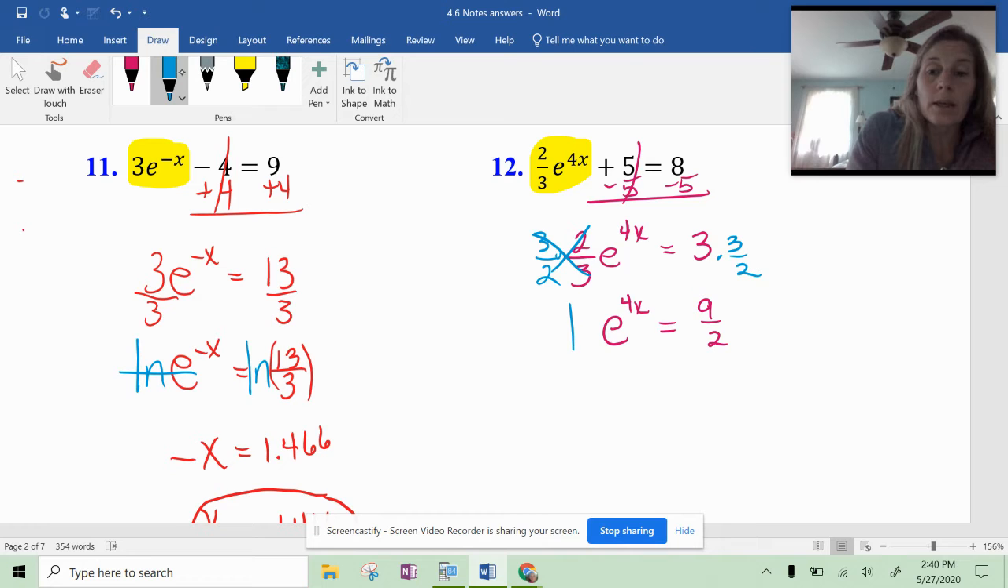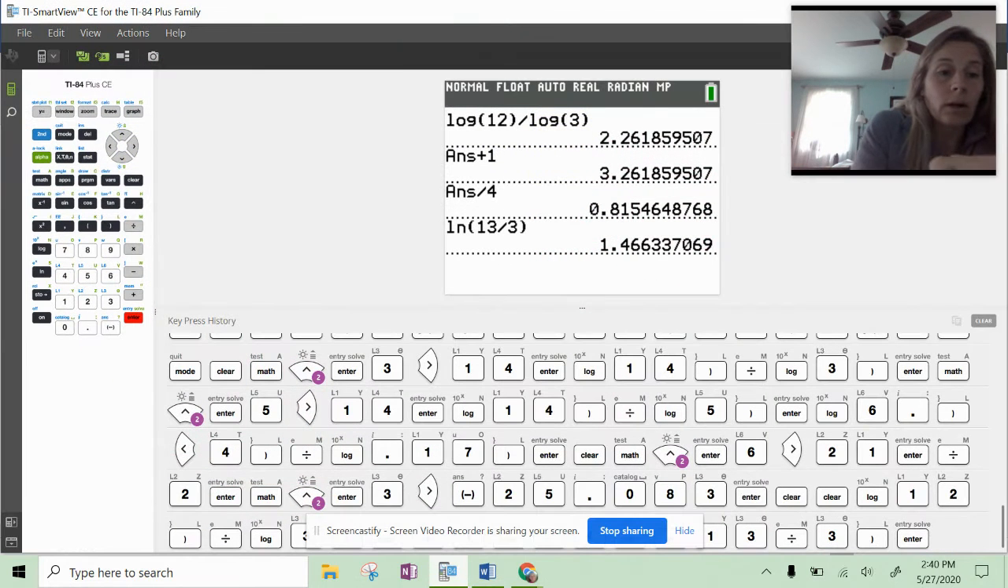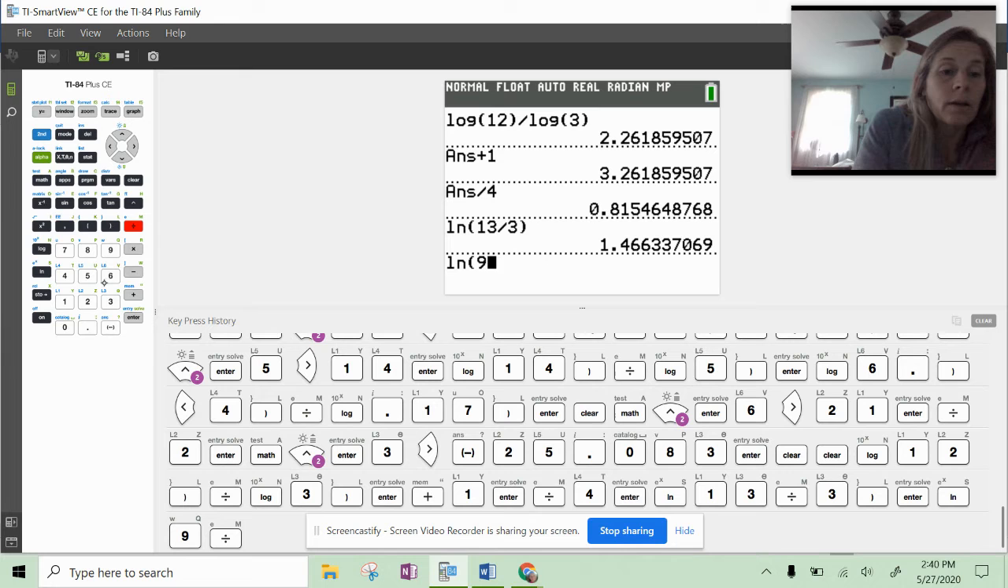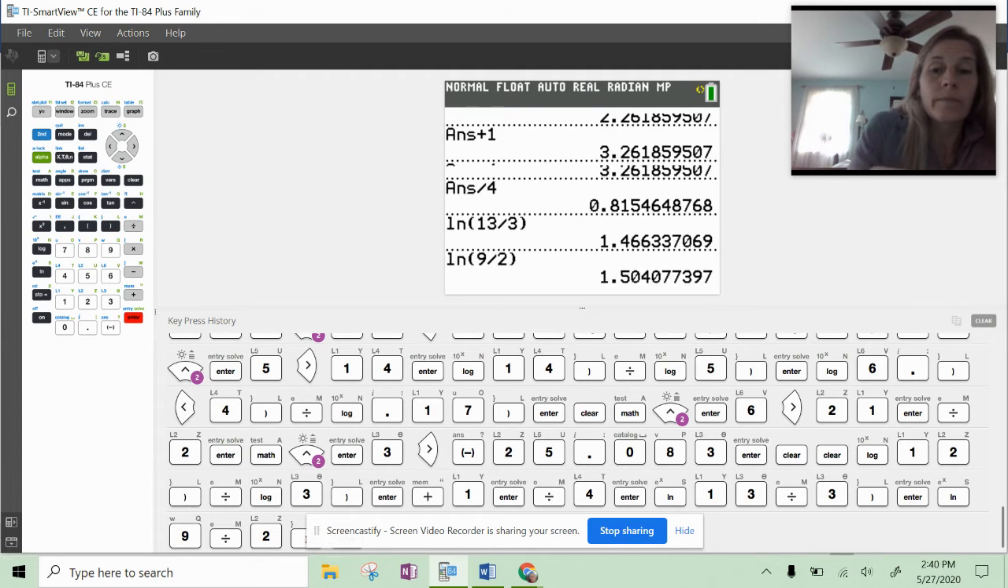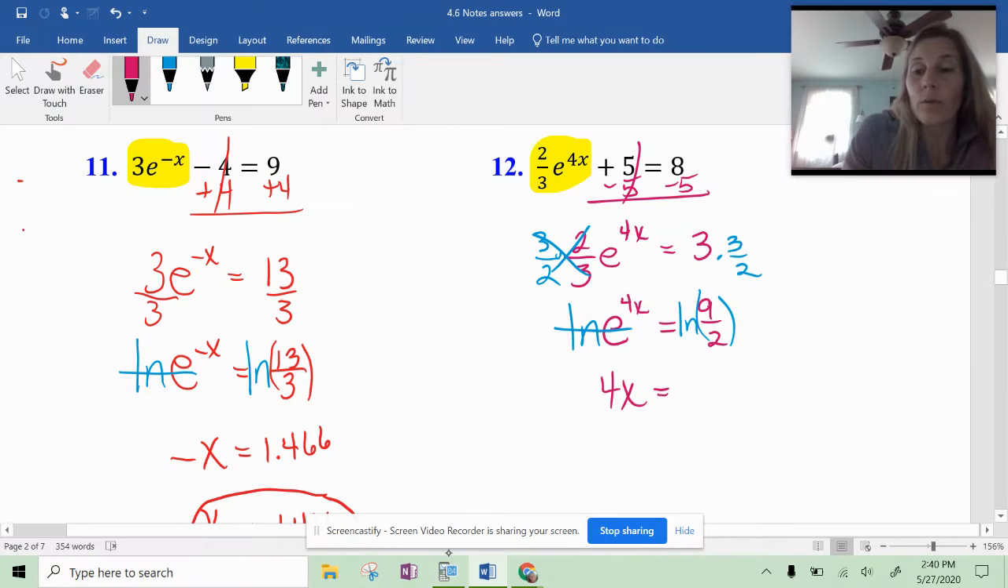To get rid of the e, I'm going to have to ln both sides. So that leaves me with 4x, and then I'm going to do ln of 9 over 2 on my calculator. So ln 9 over 2, 1.504. And now I'm going to divide that by 4.